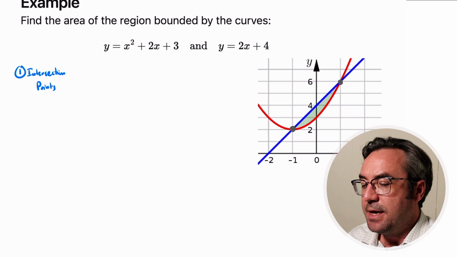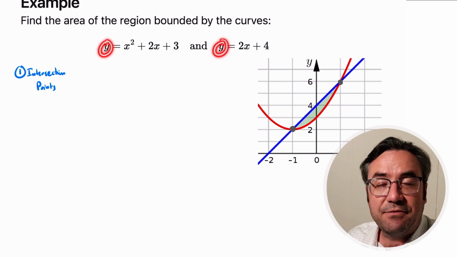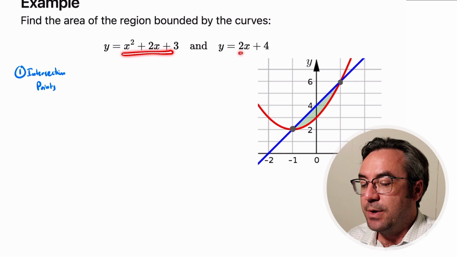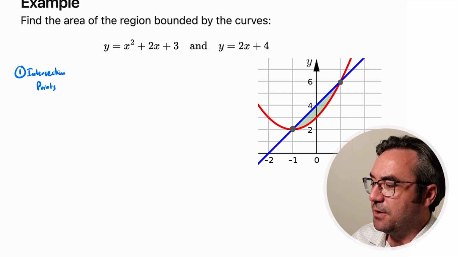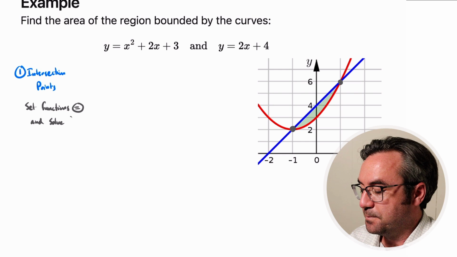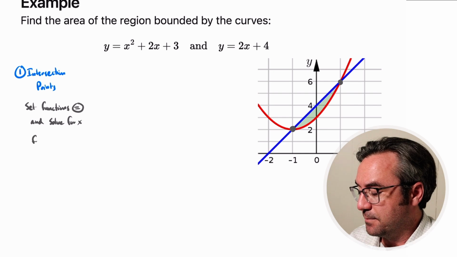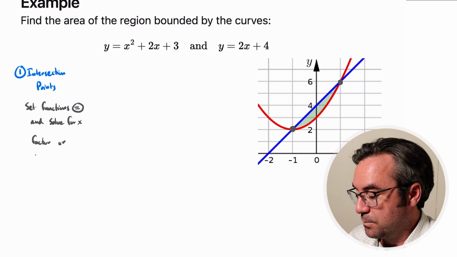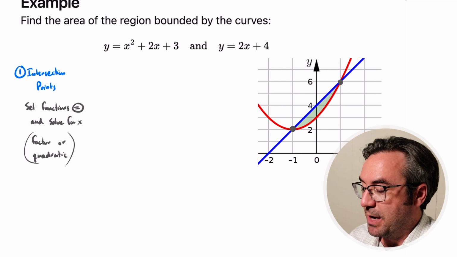So the idea is for two functions to intersect, their two y values have to be the same. So we're going to take these two equations and set them equal to each other. This is how we find the intersection points. We set the functions equal, and then we solve for x. And usually it takes either factoring or the quadratic formula. So that's normally how we do it.